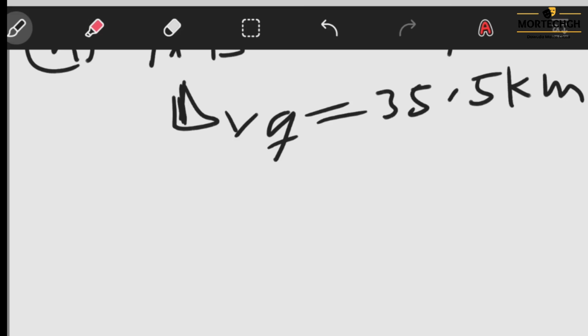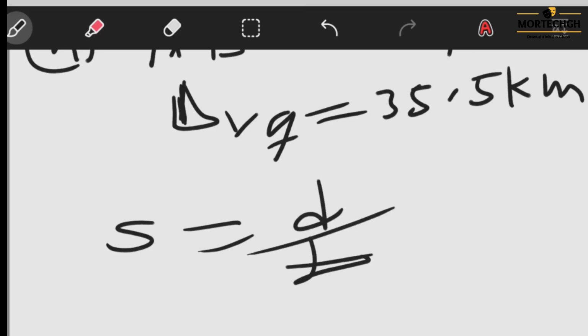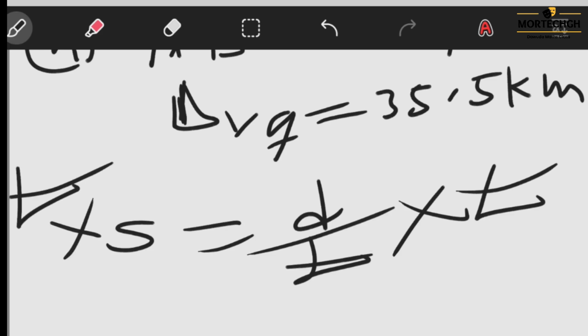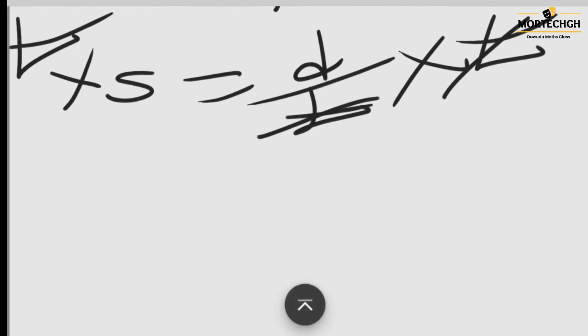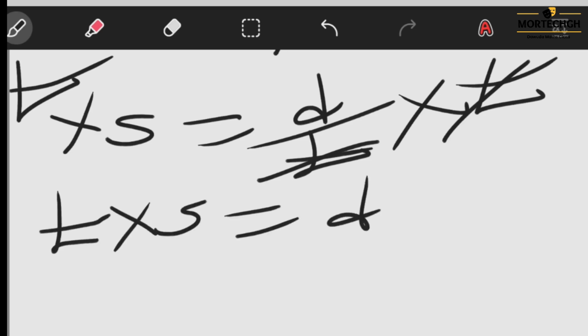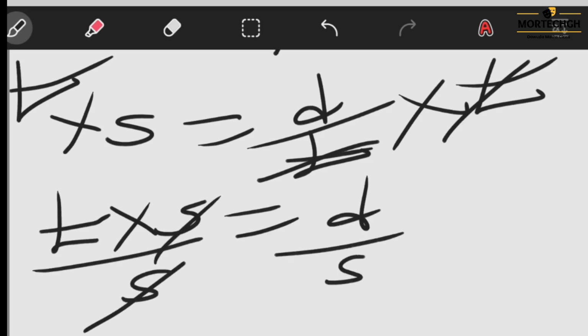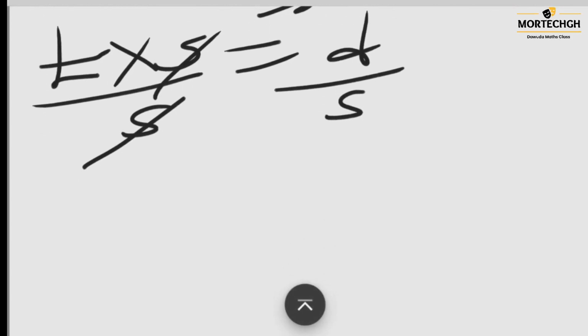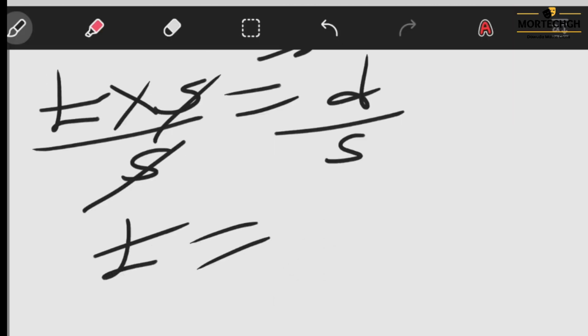From the expression, speed is equal to distance over time, right? You multiply both sides by time, and time will cancel time, leaving time times speed equal to distance. But here we want to find time, so we divide both sides by speed. Speed will cancel speed. So we now have time is equal to distance over speed.